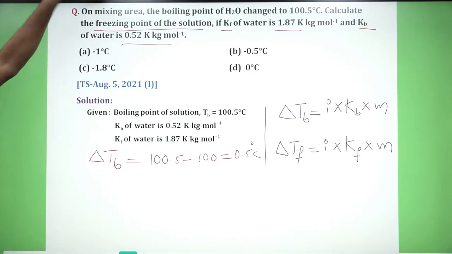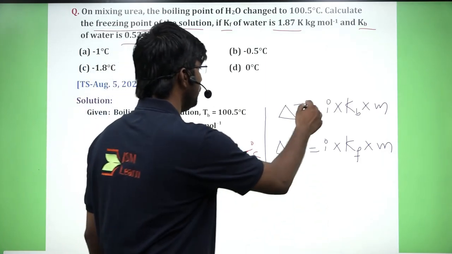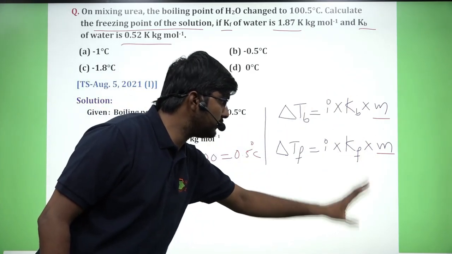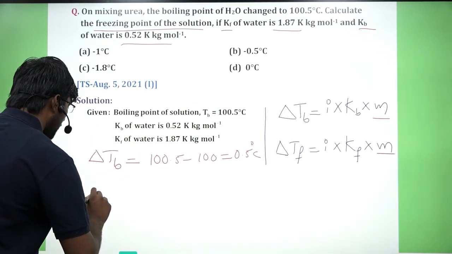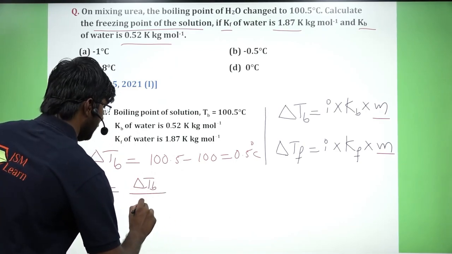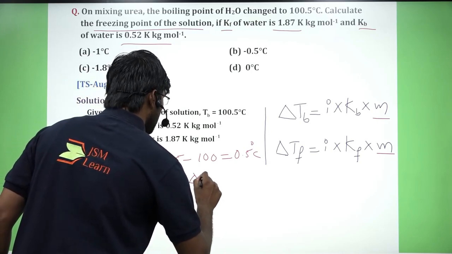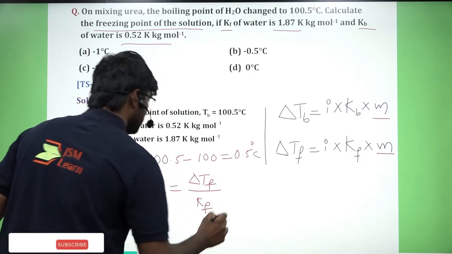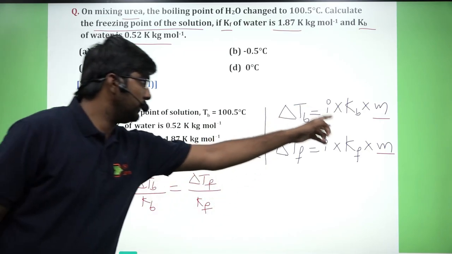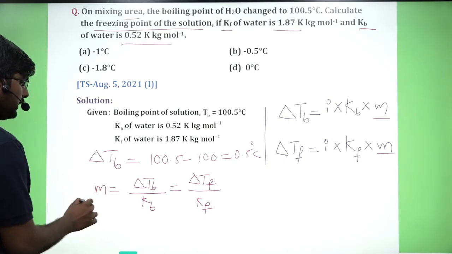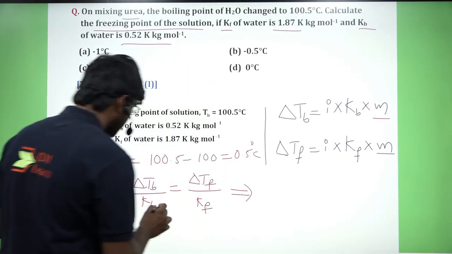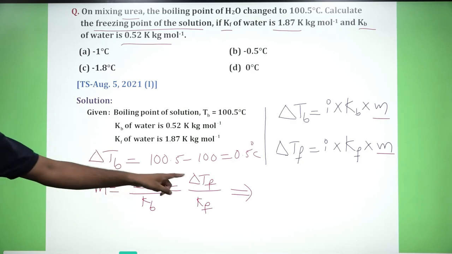Now see here, in both the expressions we have molality. For the same solution, if molality is the same, then from these expressions we can write delta Tb by Kb equal to delta Tf by Kf. Because here also i equal to 1. What is the solute here? Urea, i equal to 1. And since the solution's molality is the same, delta Tb by Kb equal to delta Tf by Kf. Let us take these two.